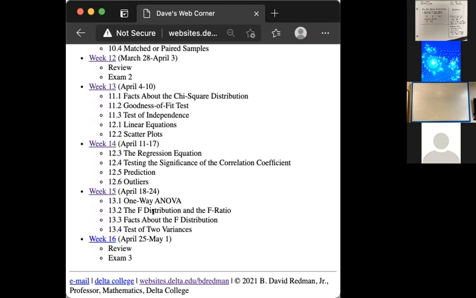Then we have one more distribution to learn, the F distribution, and a technique called ANOVA, which is an abbreviation for analysis of variance. So all kinds of math classes are littered with abbreviations.